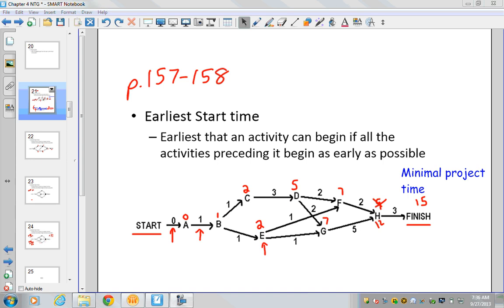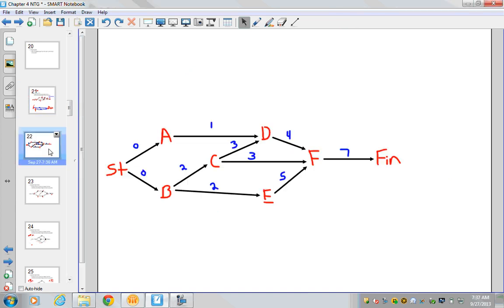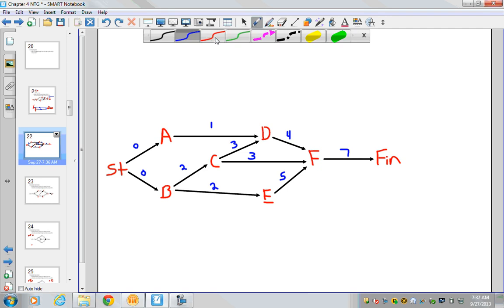So let's do another example. Okay, here's our next example. We have another example here, start to finish, and we have all the different tasks that we have to do. So let's go ahead and do the EST.